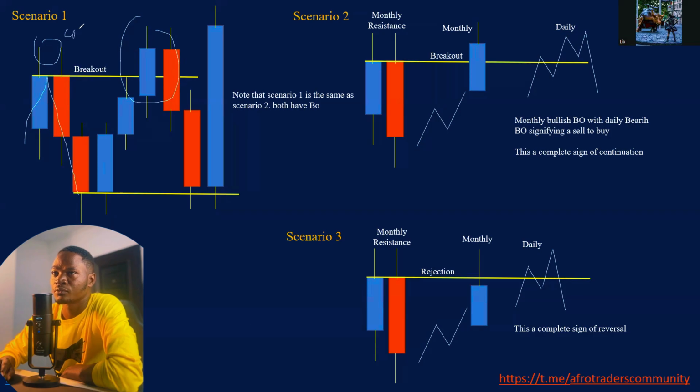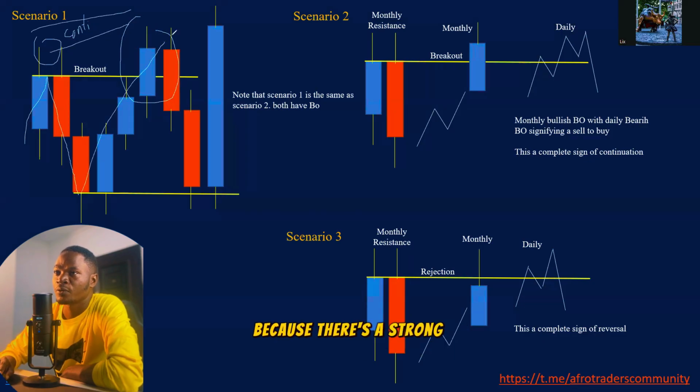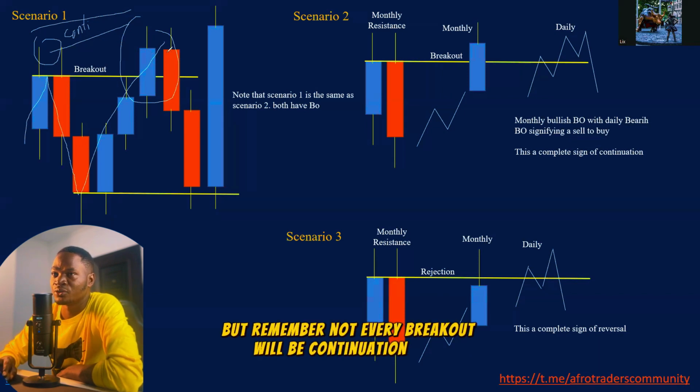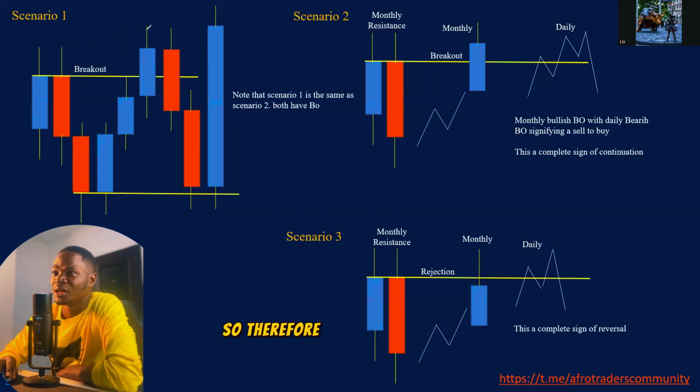Continuation. So when there's a breakout, I have the idea that the market is going to continue in that direction because there's a strong continuation. But remember, not every breakout will be continuation. Okay, so we'll know that. Now there's a breakout. The breakout tells me that there's continuation, so therefore the pullback here is my buy.